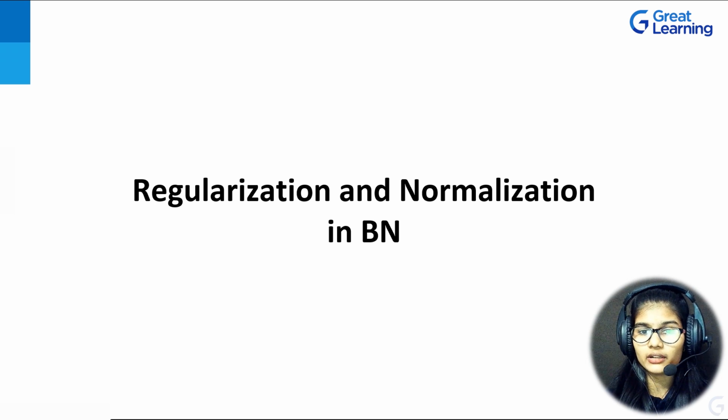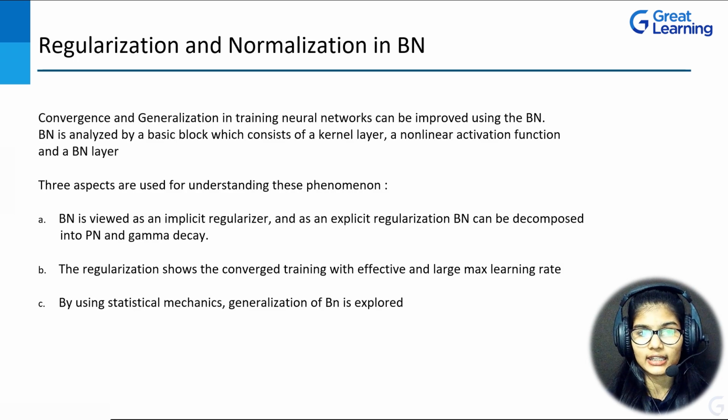Next, we saw the regularization and the normalization in the brain. We saw that neural networks can be improved in training convergence and generalization using batch normalization. It is analyzed as a basic block, and what does it actually contain? There are three things. One is a kernel layer, second is a non-linear activation function, and the third one is a batch normalization layer.